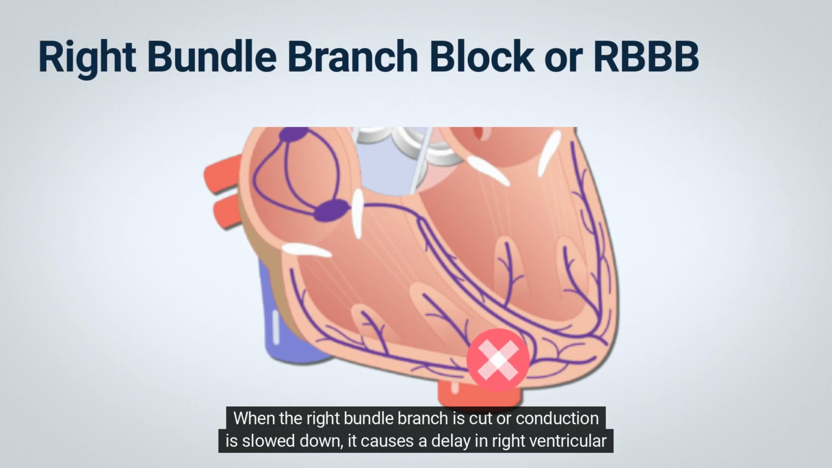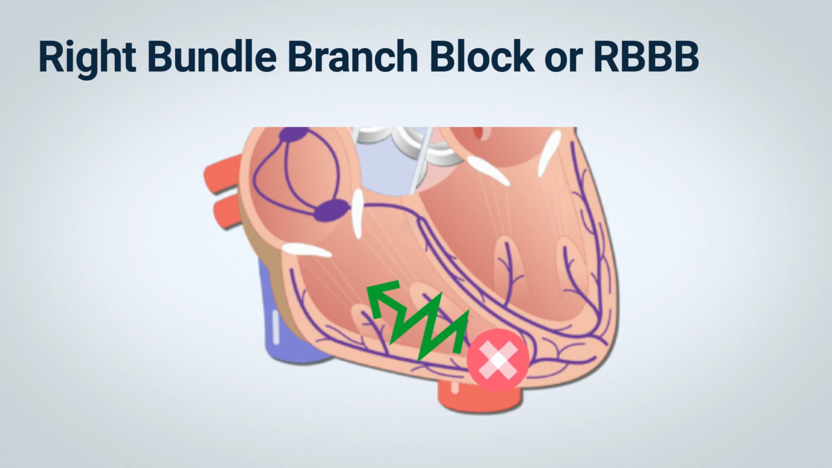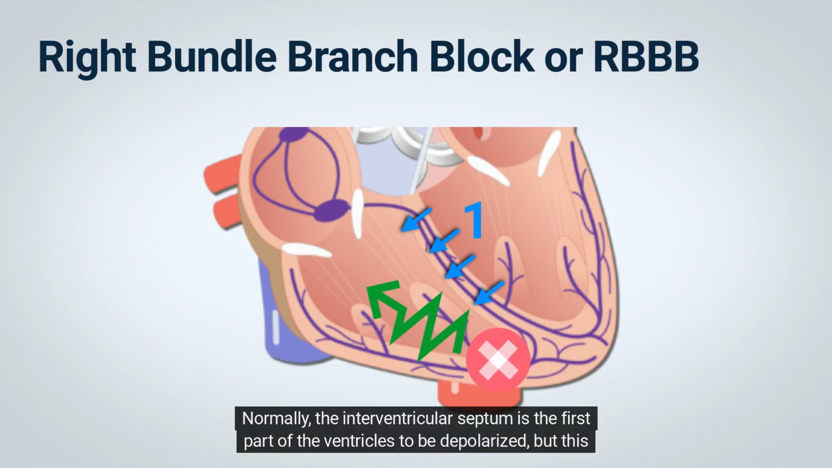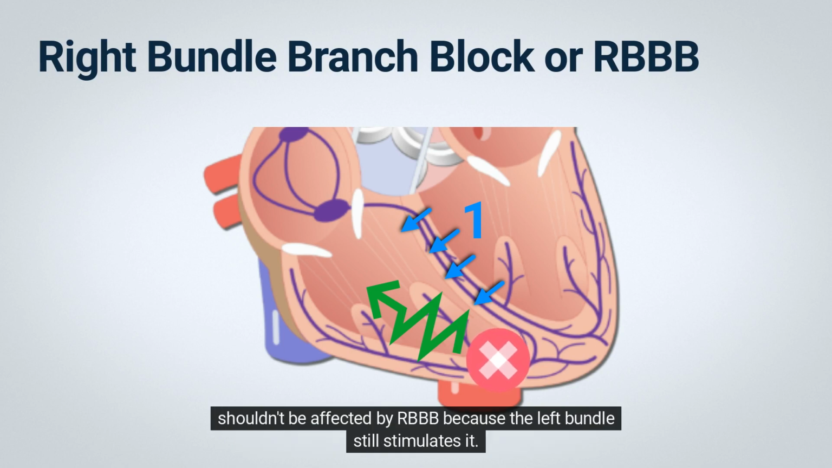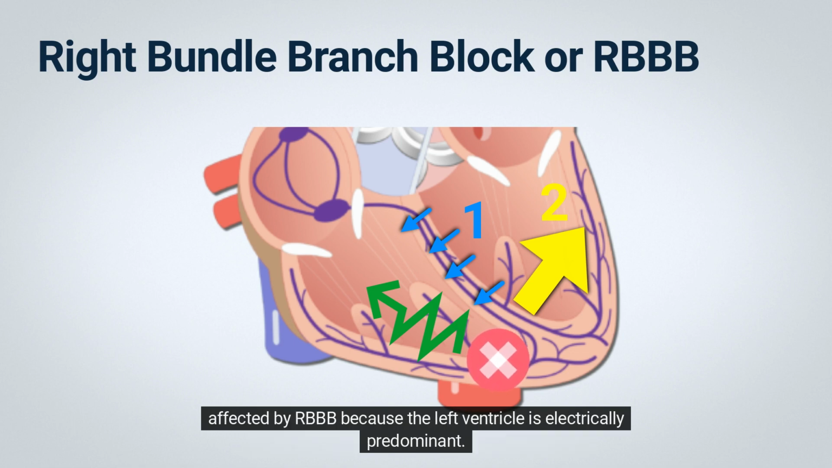When the right bundle branch is cut or conduction is slowed down, it causes a delay in right ventricular stimulation, which leads to a widened QRS complex. Normally, the interventricular septum is the first part of the ventricles to be depolarized, but this shouldn't be affected by RBBB because the left bundle still stimulates it. The second phase is the simultaneous depolarization of the left and right ventricles, which also isn't affected by RBBB because the left ventricle is electrically predominant.